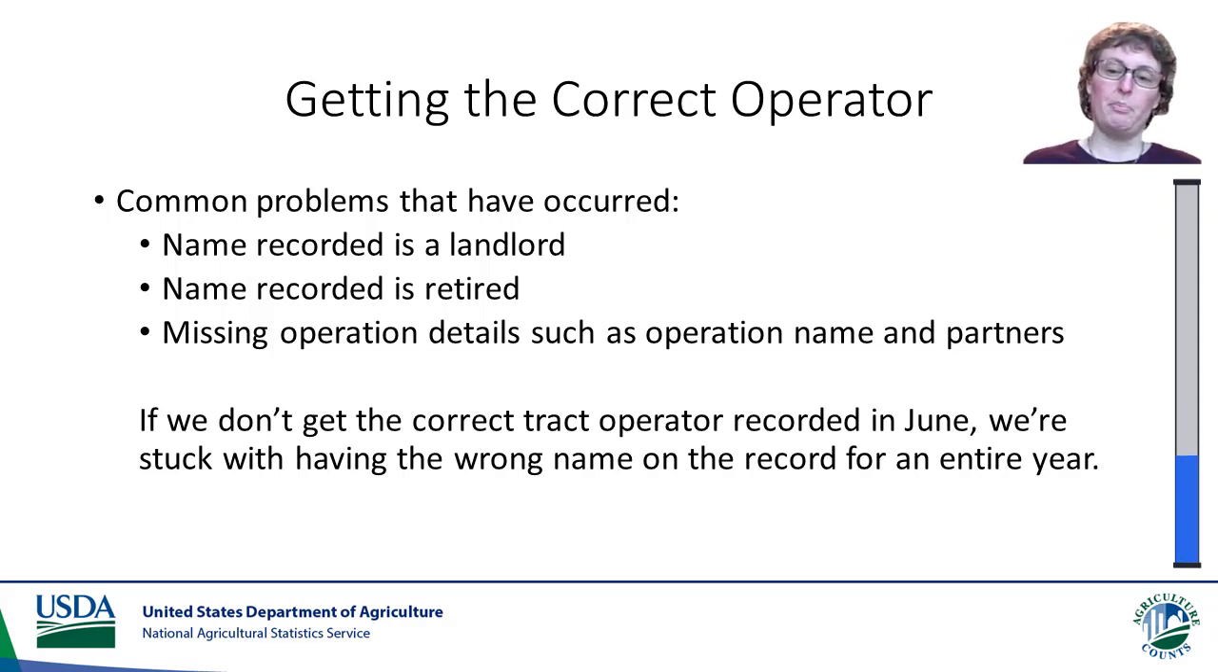Conversely, an operator that reports being a landlord or retired from farming, but has agricultural activities such as CRP or livestock, would also be in error if not screened correctly. Another example is an operator listed for a tract who is associated with a large operation, but we didn't collect the operation name or the partners. This could cause duplicate reporting.